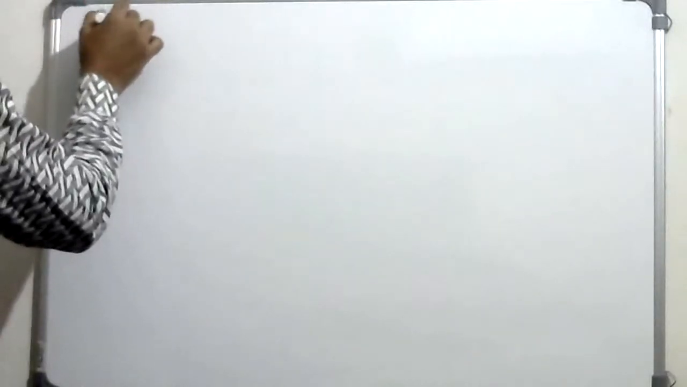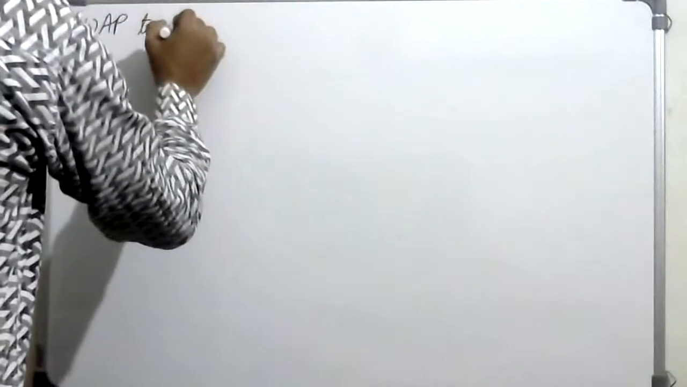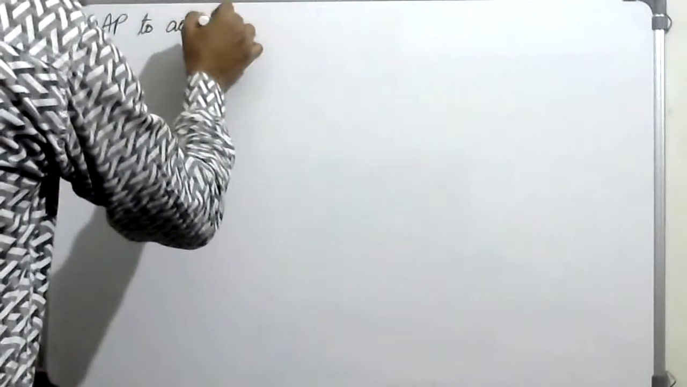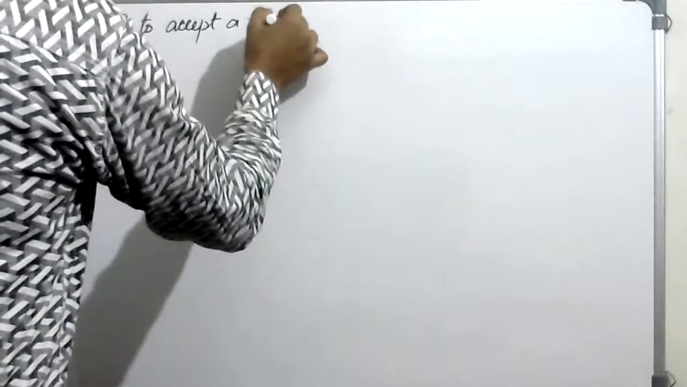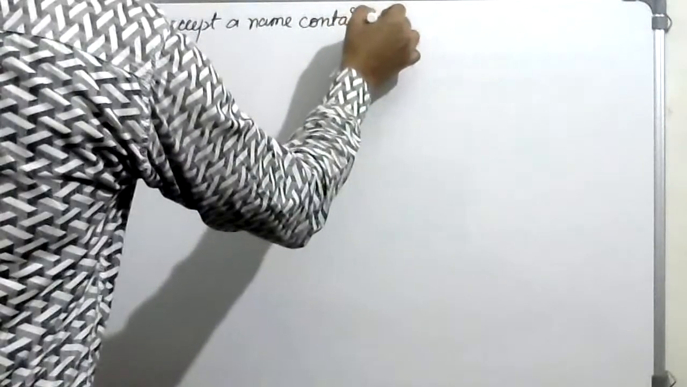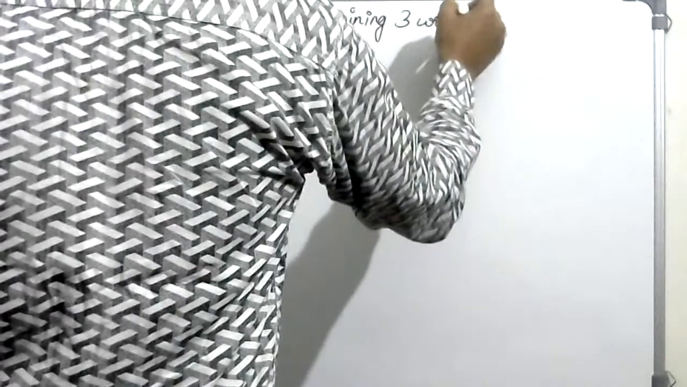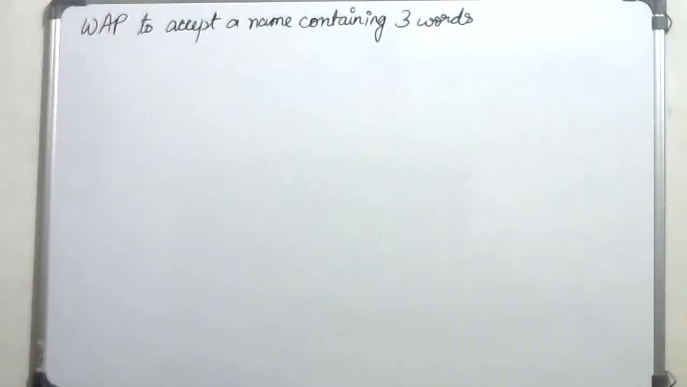So write a program to accept a name containing 3 words. So I'm specifically asking for a name that will have 3 parts: the first name, the middle name and the last name, not more than that. So it will always have a maximum of 3 parts.